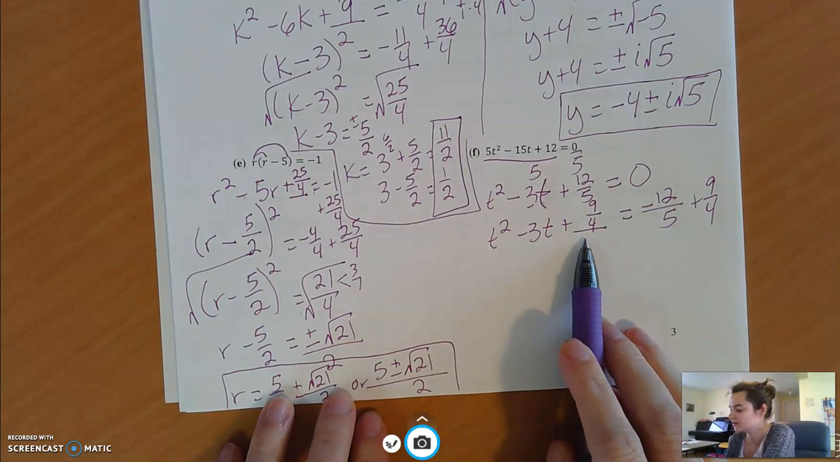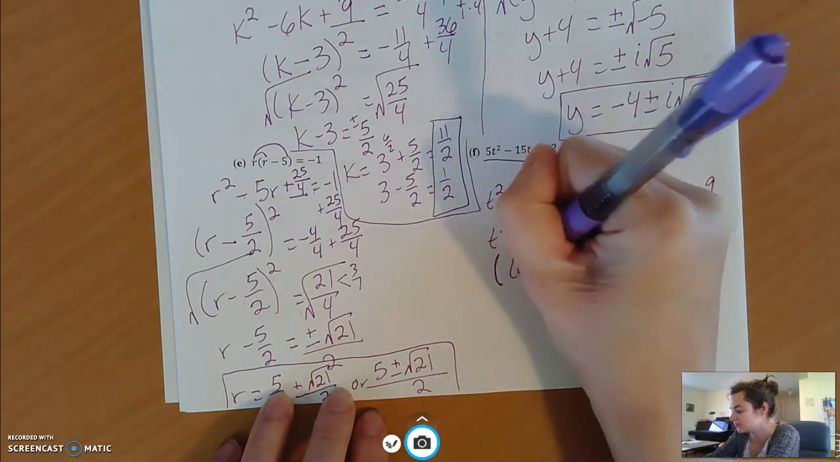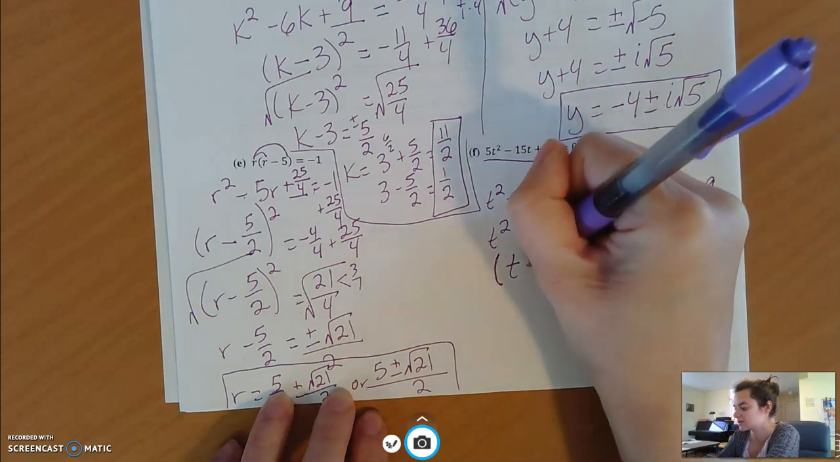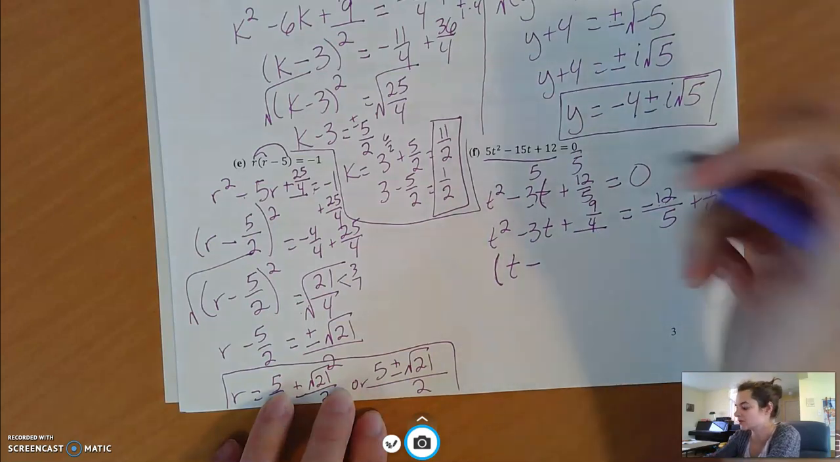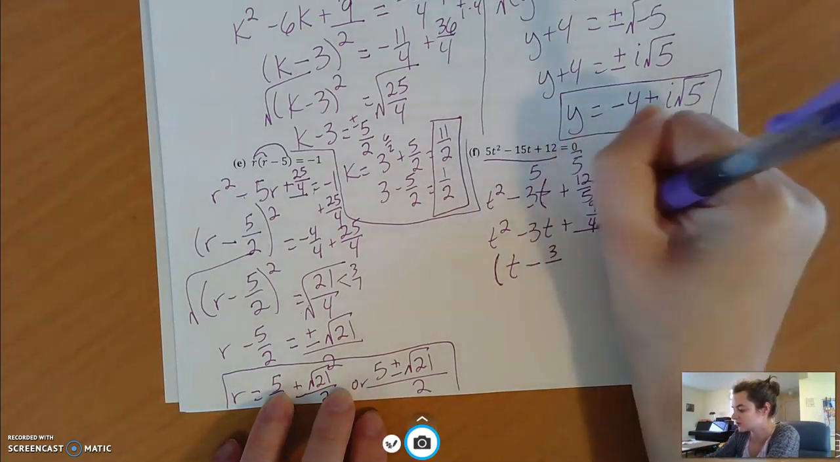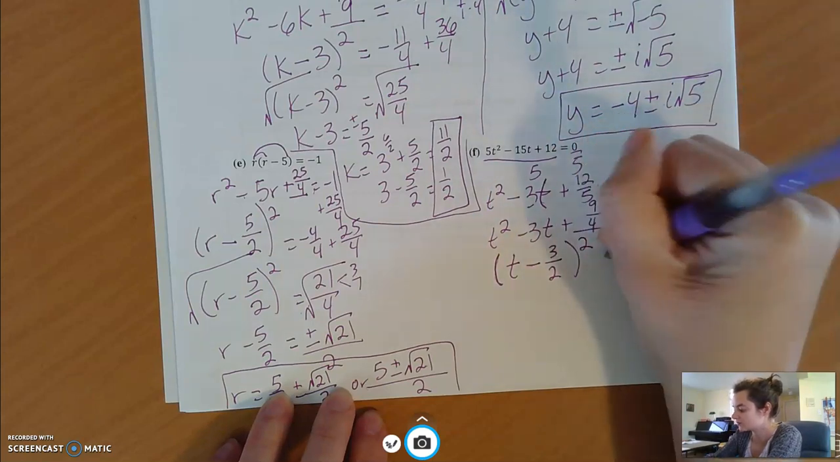On the left side, it factors nicely. So the square root of t squared would be t. Has a minus, since that's our middle term sign. And then the square root of 9/4, the square root of 9 is 3. Square root of 4 is 2, so it would be t minus 3/2 squared.